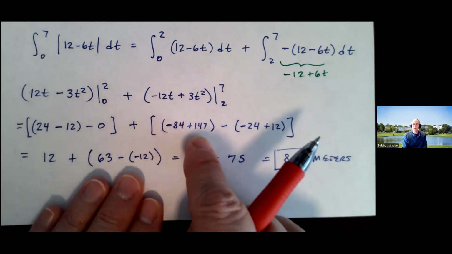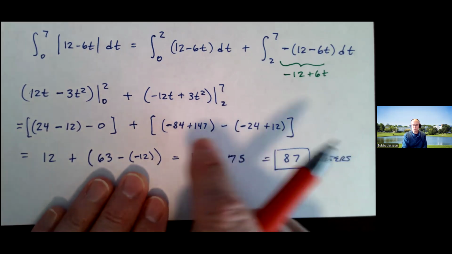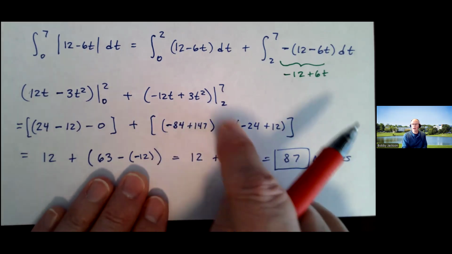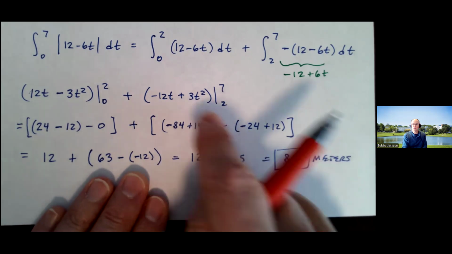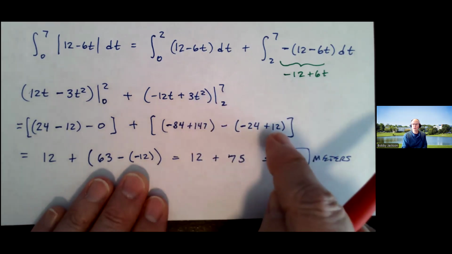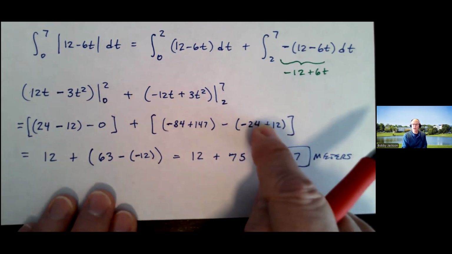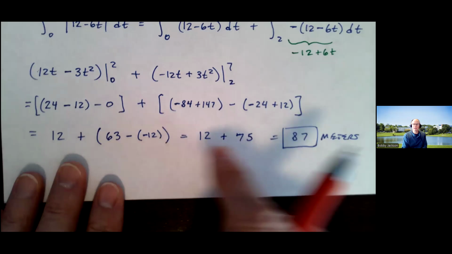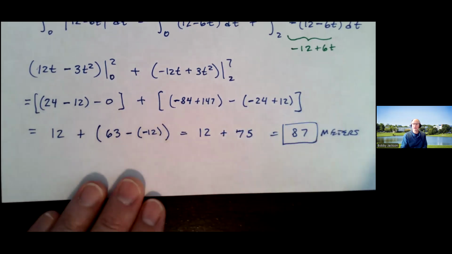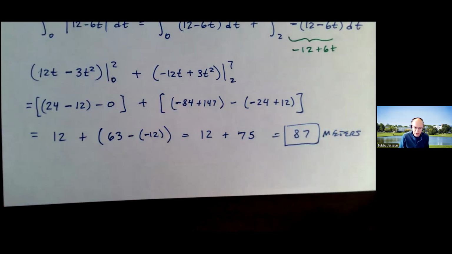49 times 3 is 147. And this is 63. Minus, plugging in 2, I get -24. 3 times 2 squared, 3 times 4 is 12. So this is -12. 63 minus -12 is 75. And adding, I get 87 as my answer.